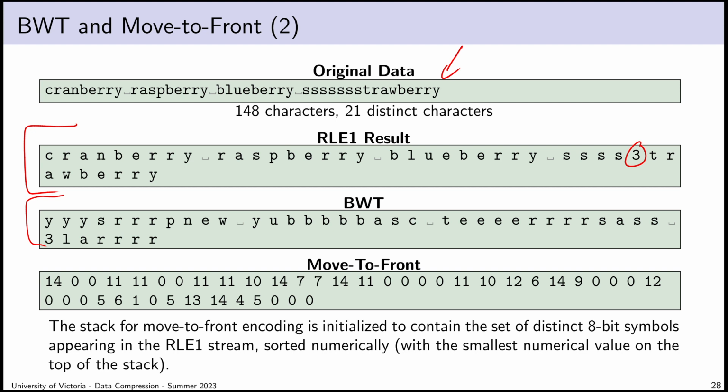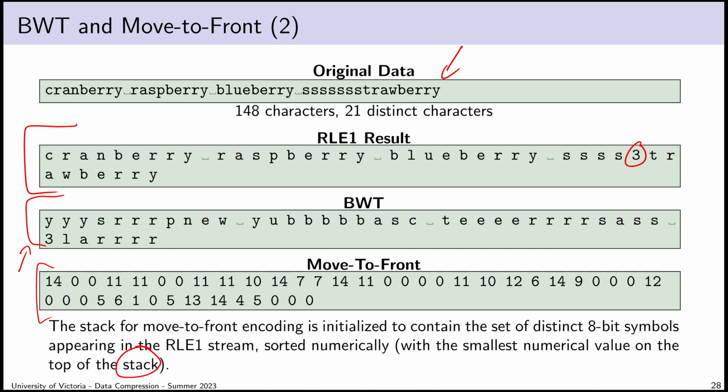So after the BWT, I then run the Move-to-Front transform, and as we know, the Move-to-Front transform turns an input of a bunch of symbols into an output of the same length, corresponding to indices on a stack, or on what it calls a stack. So refer back to lecture 5 to hear my grumpy diatribe about what I think a stack is versus what they think a stack is.